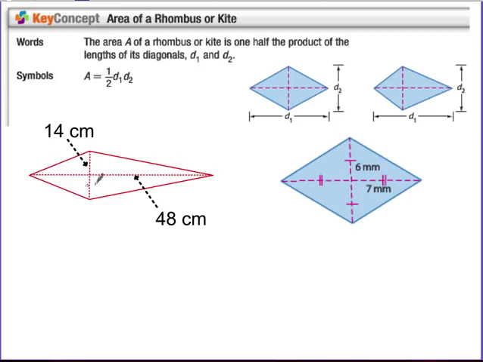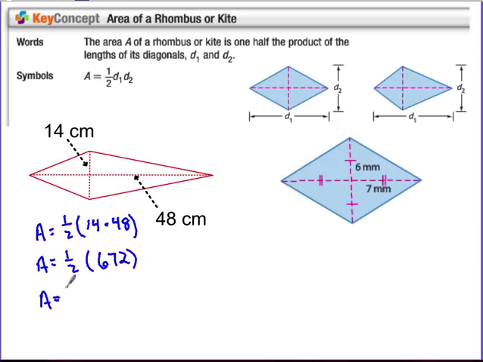So 2 examples here. This kite, we'll use the formula area equals 1/2 diagonal 1 times diagonal 2. So area is 1/2 of 672. So area equals 336 centimeters squared.